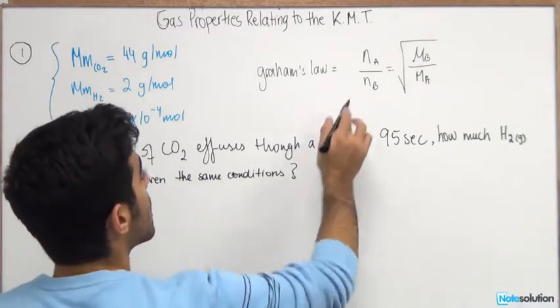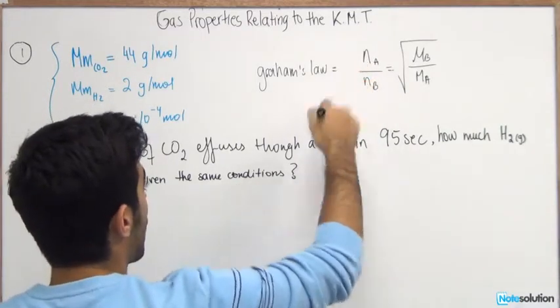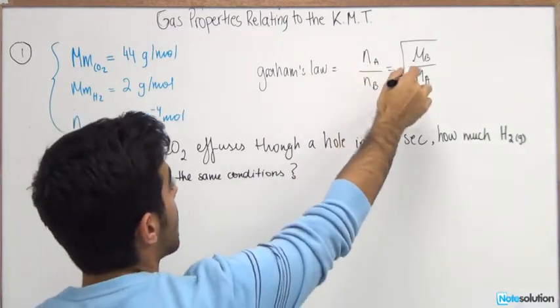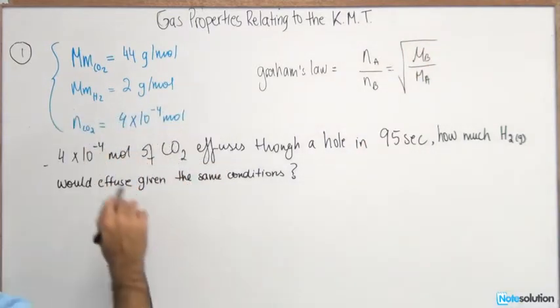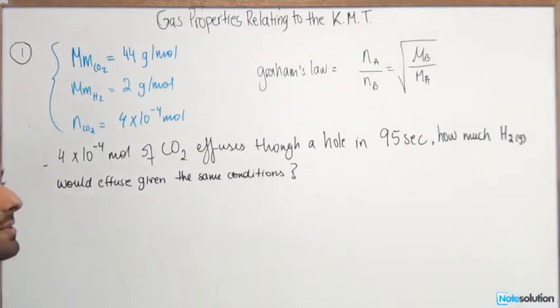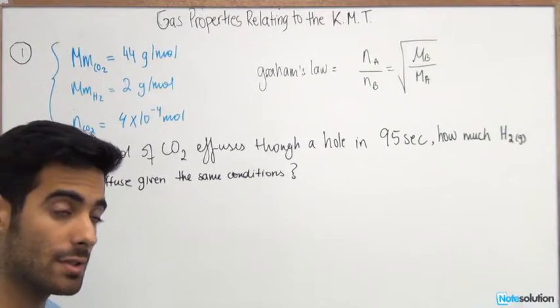In this case, we have the amount in moles of two different gases and the square root of the inverse of their molar masses. So over here, we have 4 times 10 to the power minus 4 moles of carbon dioxide effuses through a hole in 95 seconds. How much hydrogen would effuse given the same conditions?